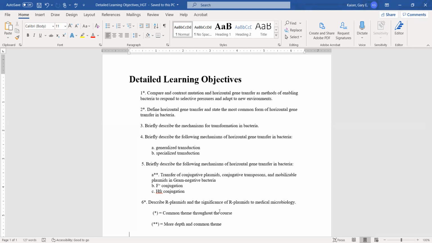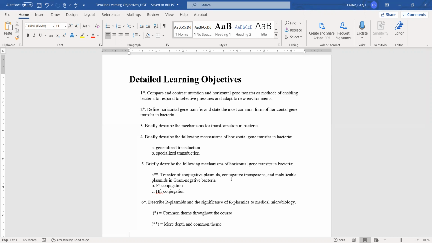And if there's 2 asterisks, we're going to have to know that in more detail. Like 5A says transfer of conjugative plasmids, conjugative transposons, mobilizable plasmids, and gram-negative. So there probably will be several questions on that. These are processes we need to understand. And so we need to know a little more detail about the process. You'll probably see several questions on that on the exam. So again, we need to know that in a little more detail.